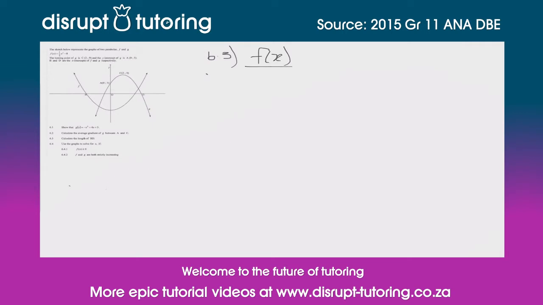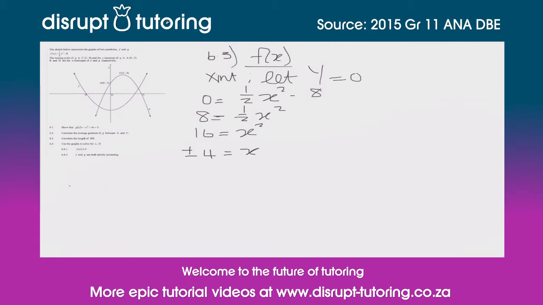Okay, so to find the x-intercept, let y equal 0. We're going to put a 0 in place of the f of x, and that's going to then be 1 over 2 x squared minus 8. We're going to move the 8 to the other side. 1 over 2 x squared equals 8. We're going to times both sides by 2, so that's going to give us 16 equals x squared, apologies. And once we're there, we're going to square root both sides, which is going to give us plus or minus 4 equals x.